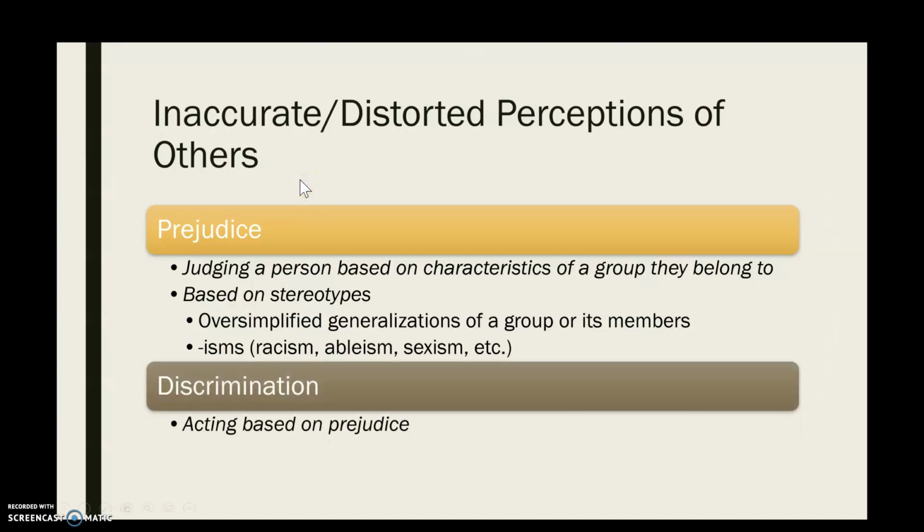Discrimination is acting based on prejudice. So prejudice is just internal, it's just the thoughts. Discrimination is when that turns into action.